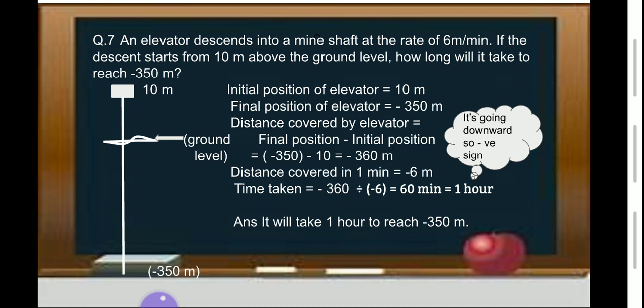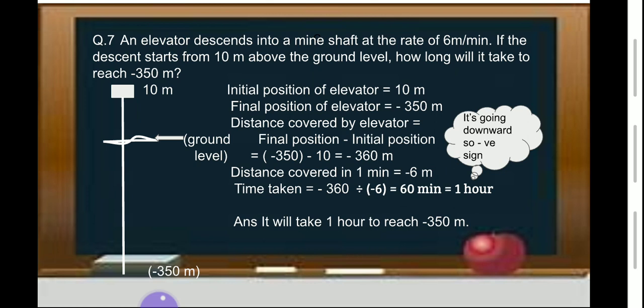So ground level is taken as 0. Now think of the number line. I am standing at 10. I have to reach negative 350. From 10 to 0, I have to take 10 steps. Then from 0 to negative 350, I have to take 350 steps. So total steps taken by me is equal to 350 plus 10. That is 360. As I am going downward, my steps will be recorded as negative 360. That is, distance covered by me will be taken as negative 360.